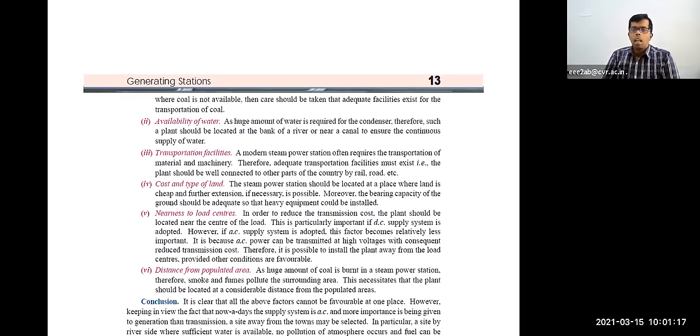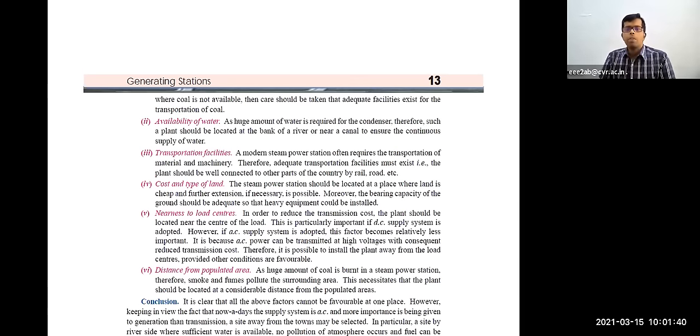Without water, the steam power thermal generator, that is steam power generating units, is not possible. Water is also a very important concern. Next, transportation facilities. It has to be connected via rails and roads, as I already said.